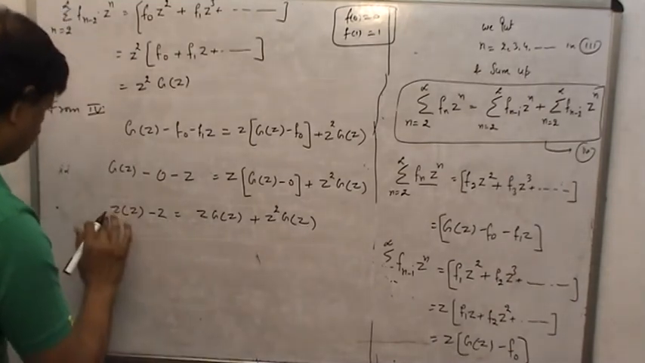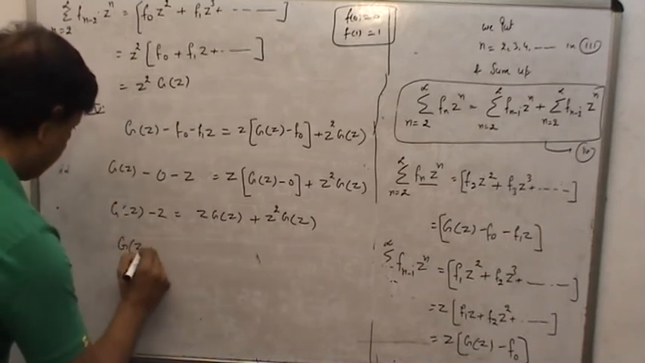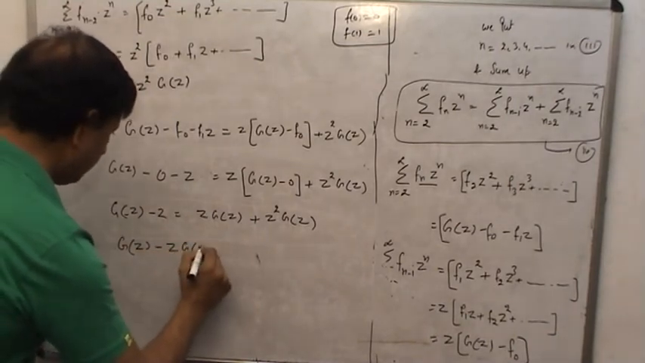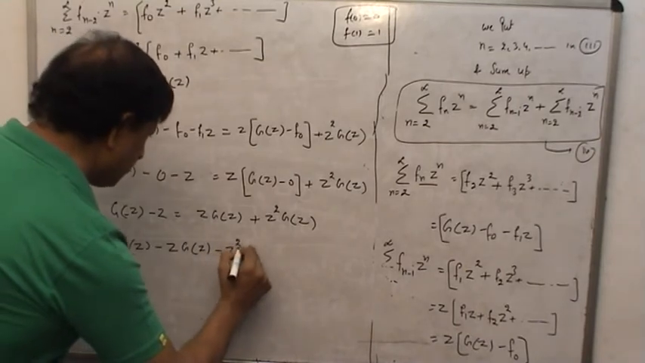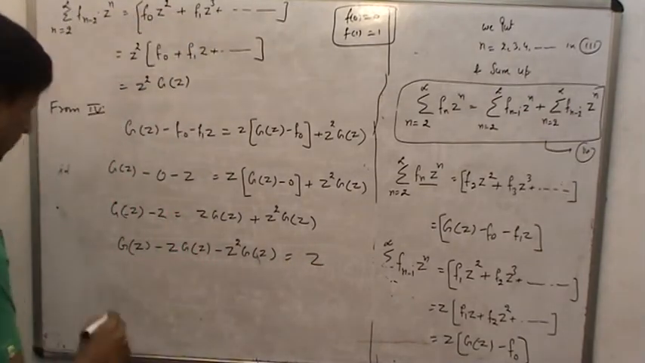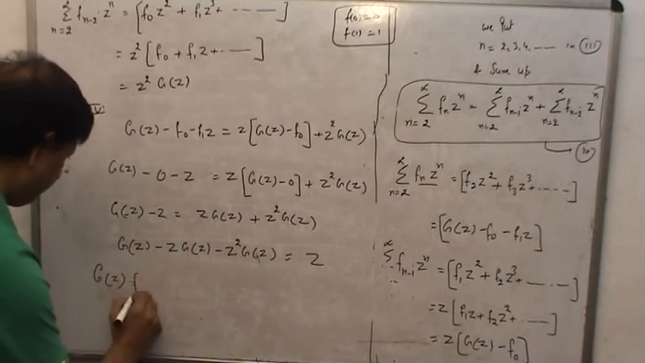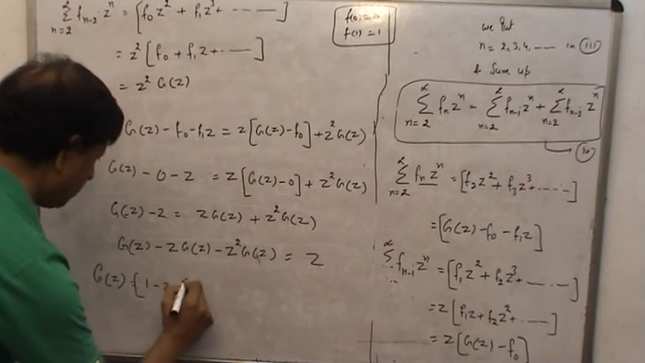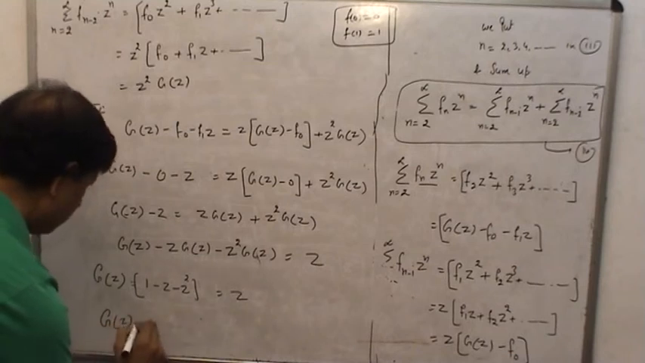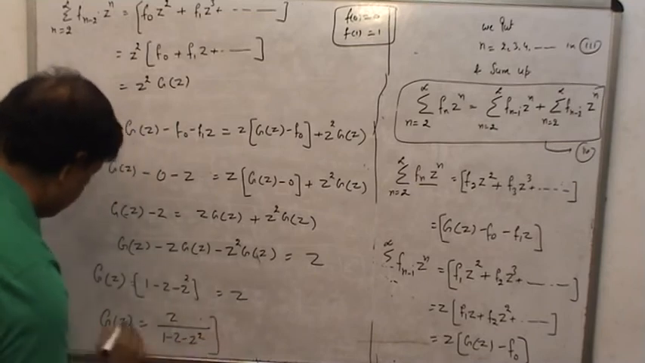That is, gz, we compile on the same side, minus z gz minus z square gz is equal to z. From the left side we can take common gz and it will give 1 minus z minus z square, equal to z. It means Gz is equal to z upon 1 minus z minus z square.